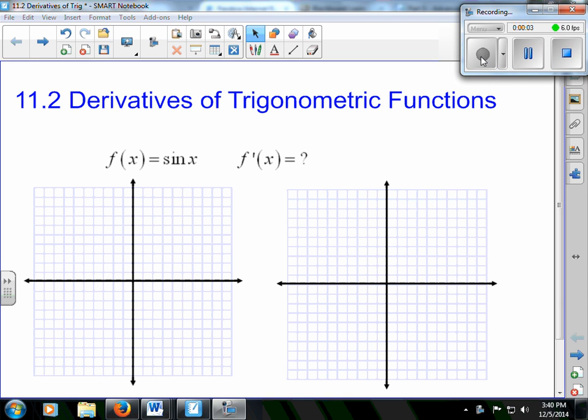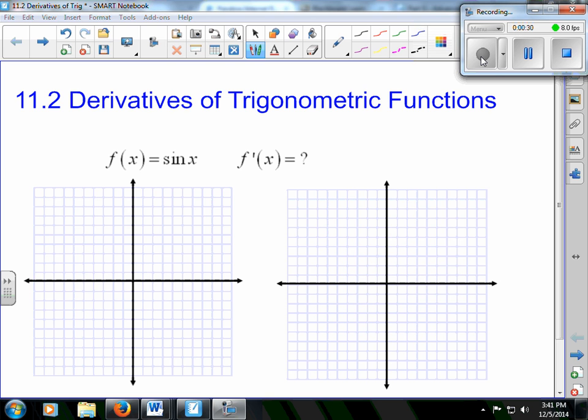Okay, we are learning the last section in our derivatives unit. We are learning the derivatives of the trig functions. There are 6 trig functions, so that means 6 new formulas that you will be learning. I'm going to start with sine of x, and I'm going to show you what the derivative of sine of x is, but I'm going to do it based on a graph.